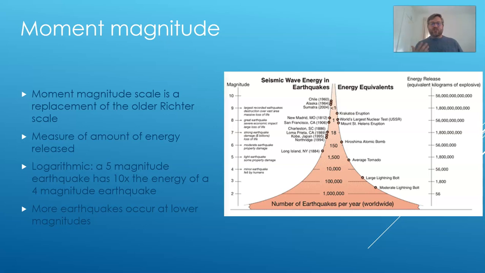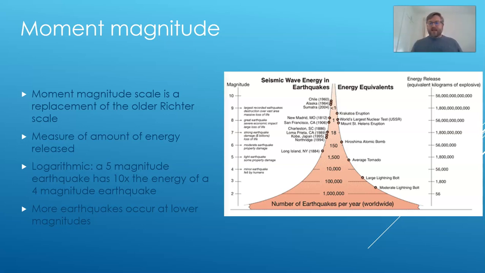And we measure the strength of earthquakes using what's called the moment magnitude scale. Now, you've probably heard of the Richter scale. The Richter scale is essentially an older version of the moment magnitude scale. So it's been updated and revised. Moment magnitude is what seismologists, people that study earthquakes, use today. It's the same basic idea as the Richter scale. It's just a new and improved version of it.